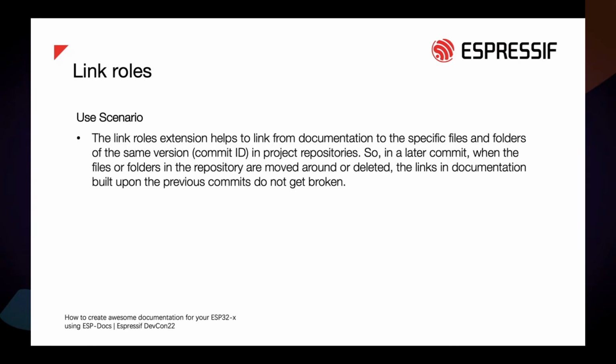The next extension is link roles. This extension helps to link from documentation to the specific files and folders of the same version in project repositories. So in a later commit, when the files or folders in the repository are moved around or deleted, the links in documentation built upon the previous commits do not get broken.